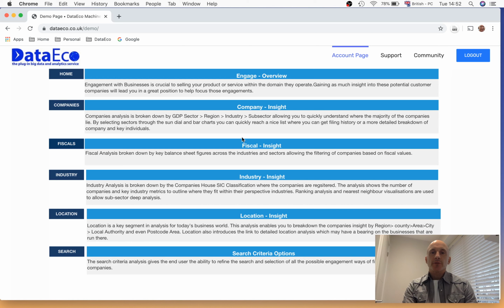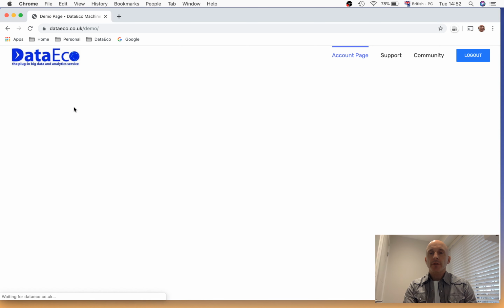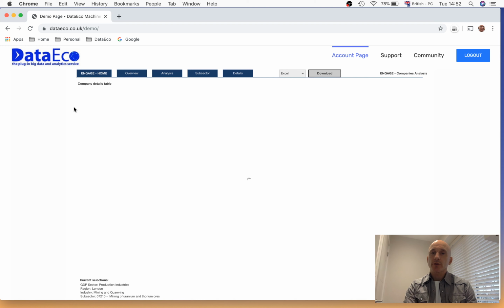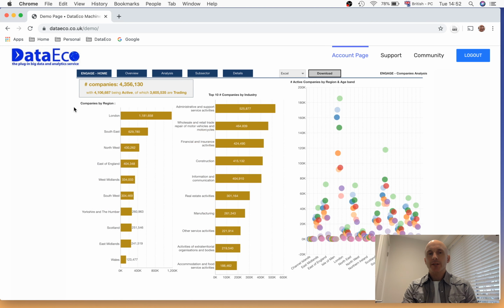Engagement dashboards come from a company insight, looking at a fiscal insight, looking at the industry, location, and one where we can actually go and search for individual companies of a certain criteria. So when we have a look at the company's insight, we can look at the total number of companies that exist in the UK. In our figures today, we have 4.3 million companies, about 4.1 of them are actually active, and 3.6 are actually trading.